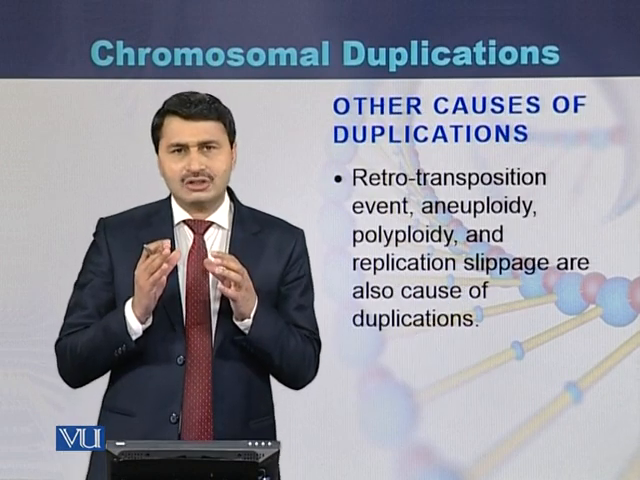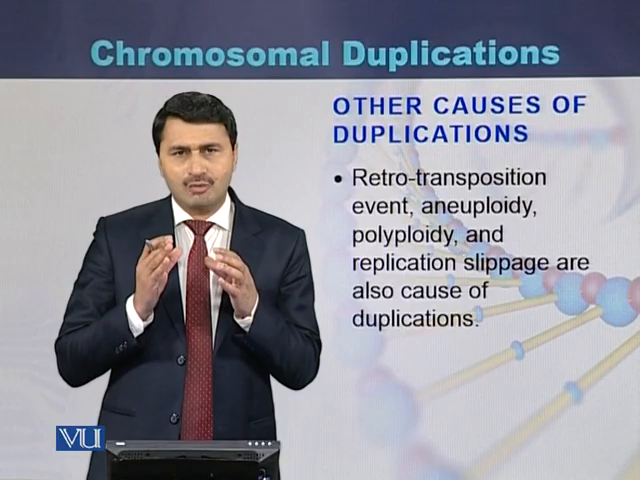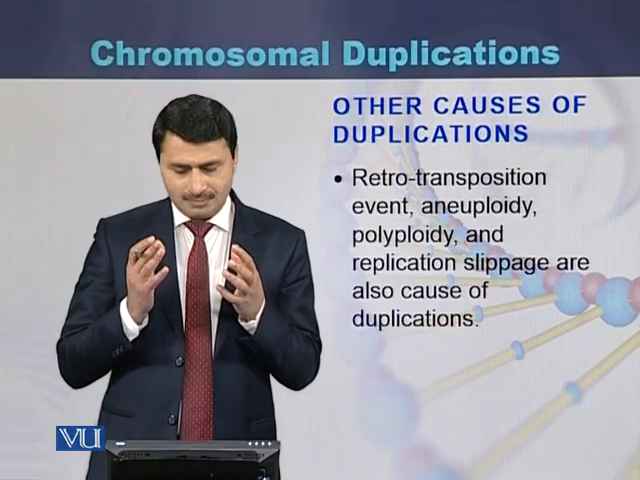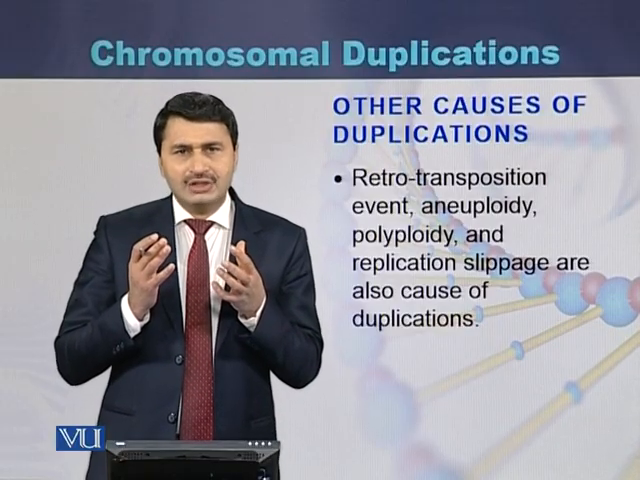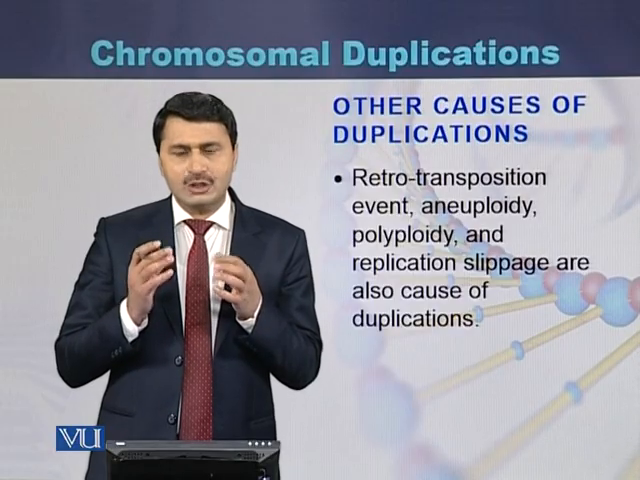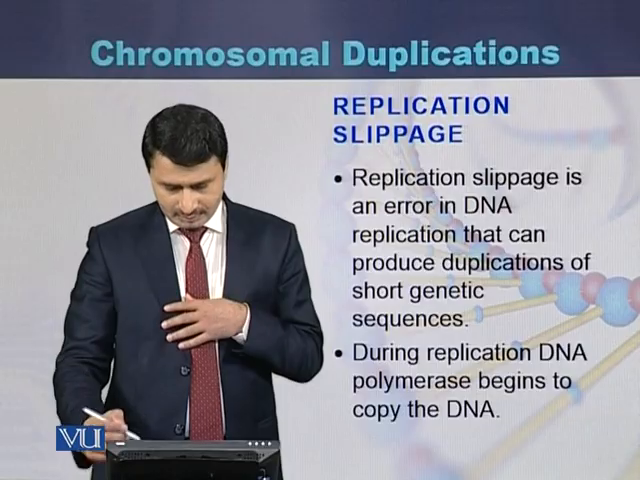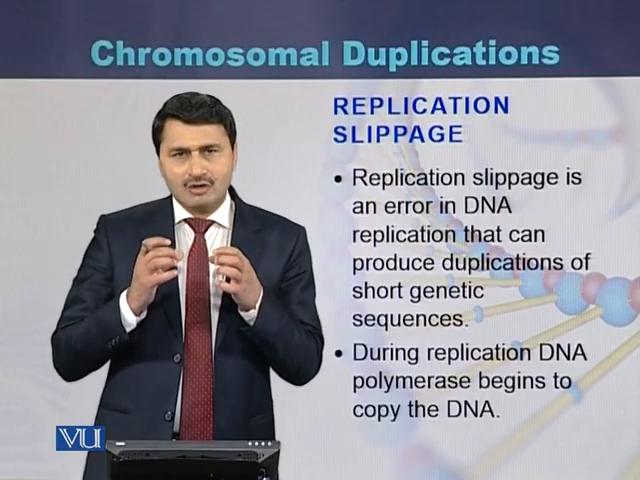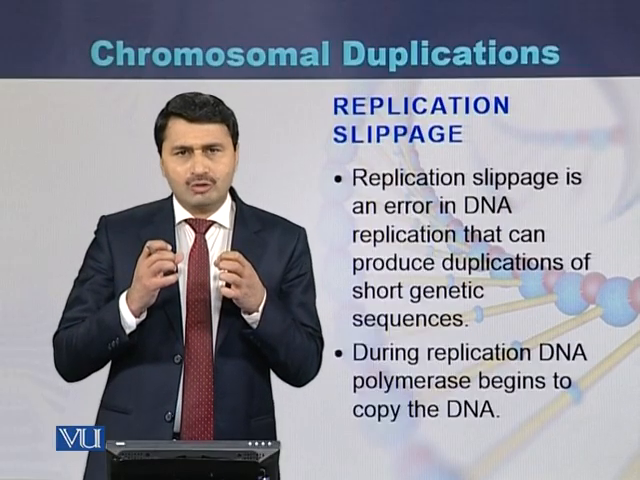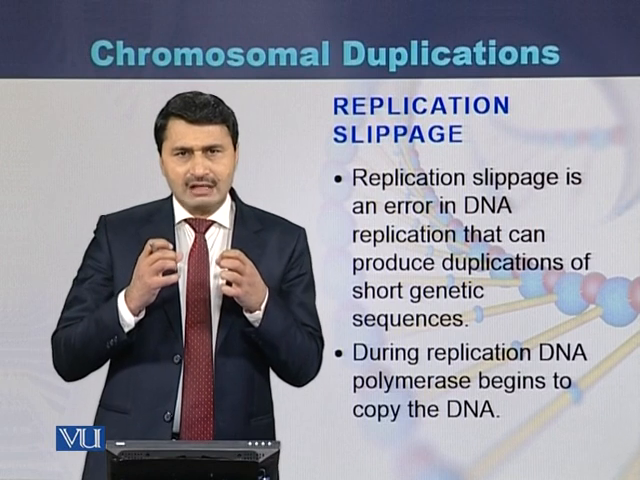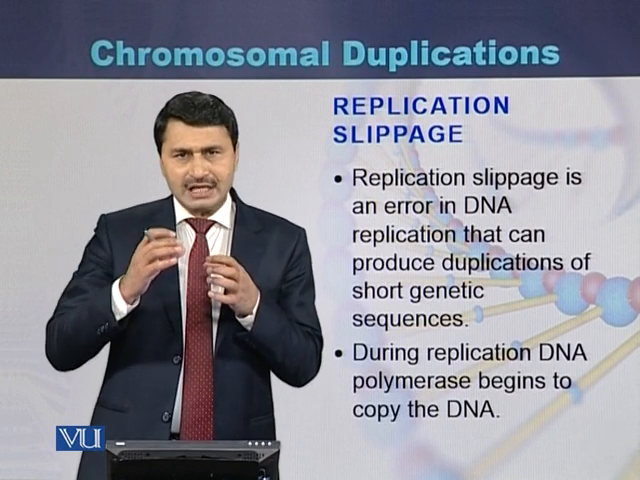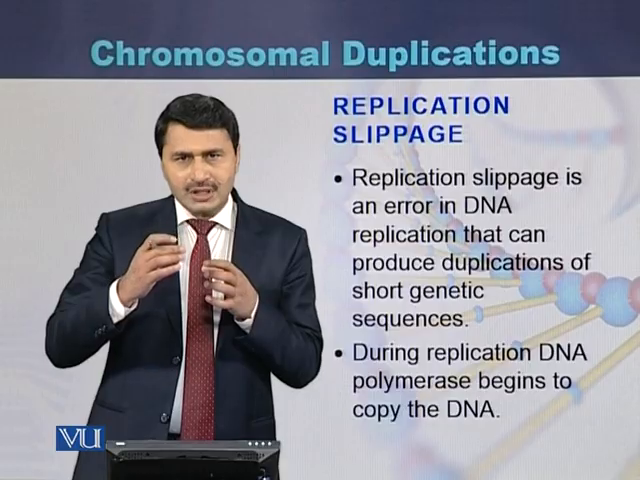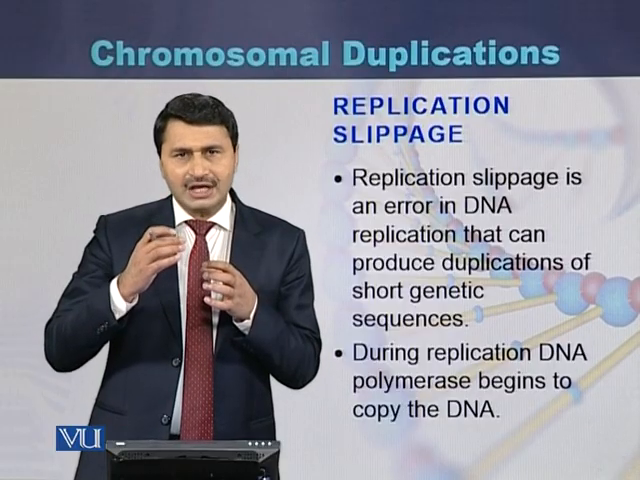There are some other causes of DNA duplication or chromosomal duplication. Those phenomena are called retrotranspositions, euploidy, aneuploidy. They are also responsible for DNA duplications. Replication slippage is another phenomenon that causes DNA duplication or chromosomal duplication. In replication slippage, the DNA polymerase slips and starts to produce copies of a specific fragment of the DNA.